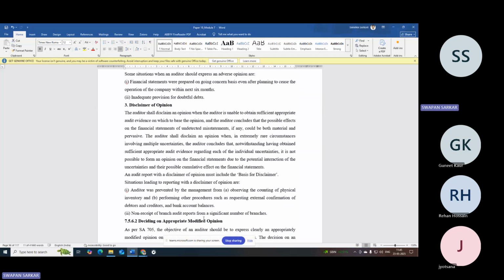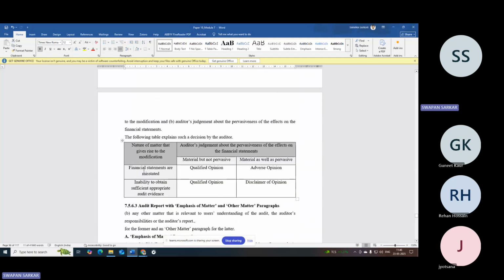Situations are: the auditor was prevented by the management from observing the counting of physical inventory and performing other procedures such as requesting external confirmation of debtors and creditors and bank account balances. Finally, non-receipt of branch audit reports from a significant number of branches can also be an important reason for disclaimer of opinion.